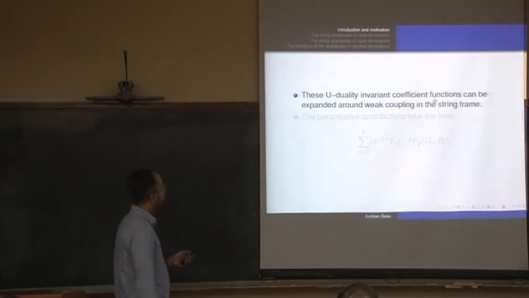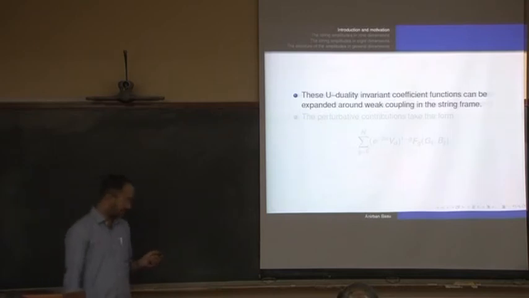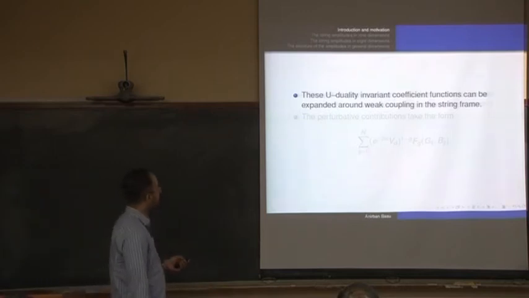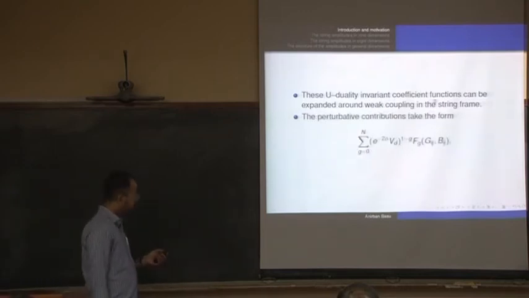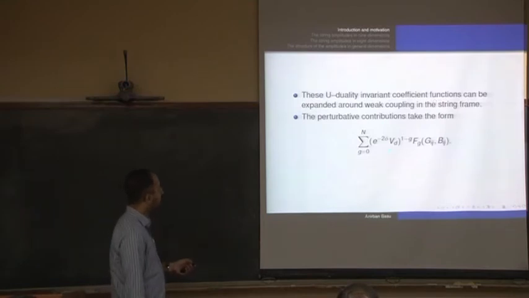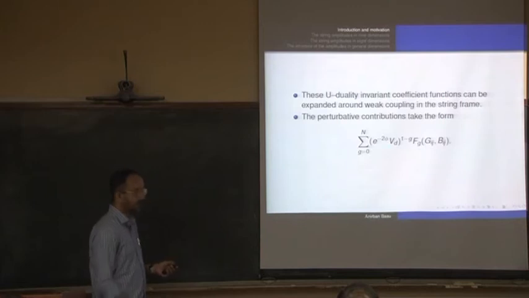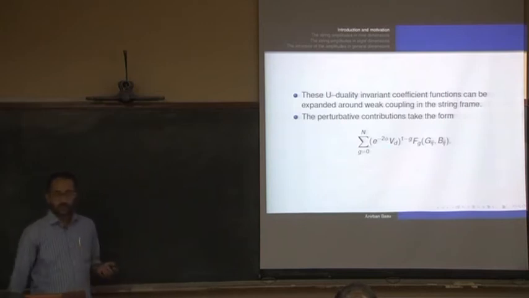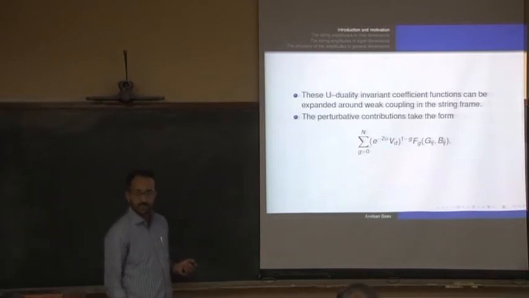So these U-duality coefficient functions can be expanded around weak coupling in the string frame. That is what is going to be the main interest of my talk today. Let me look at the perturbative contributions. The perturbative contributions take this form. This is the standard T-duality invariant dilaton. So d is going to be the dimension of the internal torus. I'm going to look at compactifications on T^d, small d.